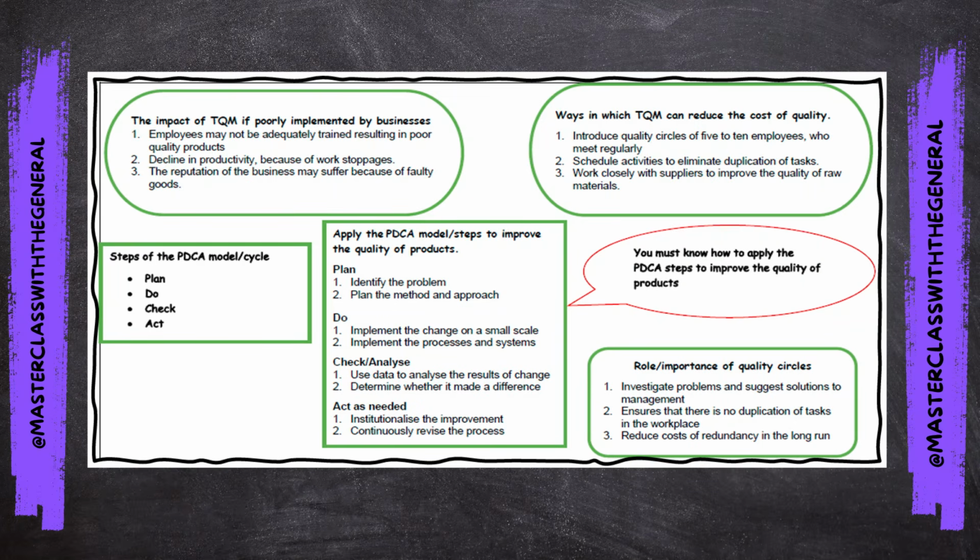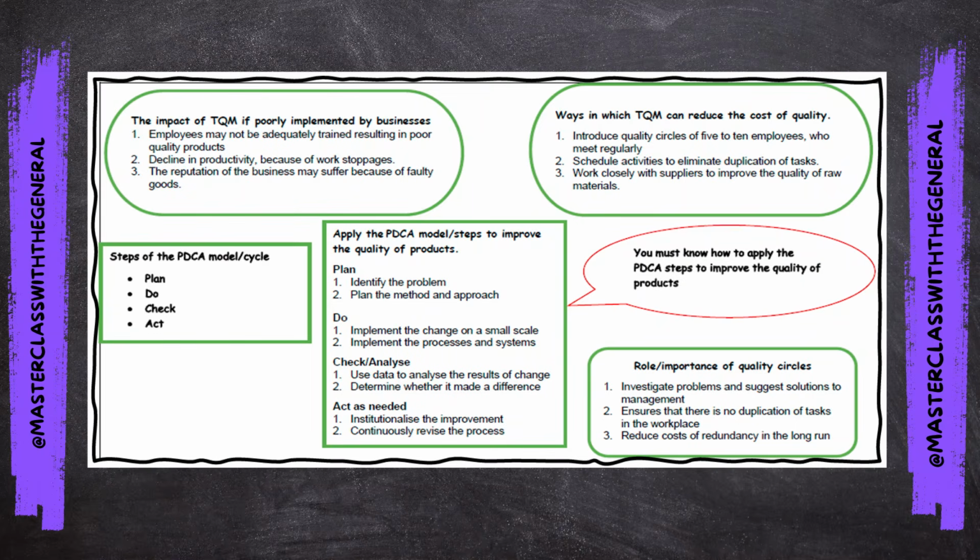Number three, check or analyze. Use data to analyze the results of the change, determine whether it made a difference. So we have planned something, we identified the problem, and we planned an approach. Number two, we implemented it on a smaller scale. Now we have to check and analyze to see, has this actually made any difference, or did we waste our resources and time? If it is good, then it will allow us to go to the next stage, which is number four, act as needed.